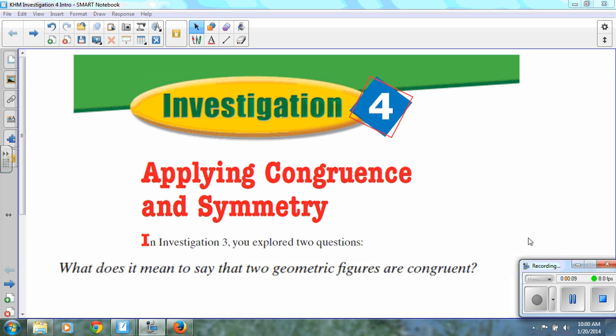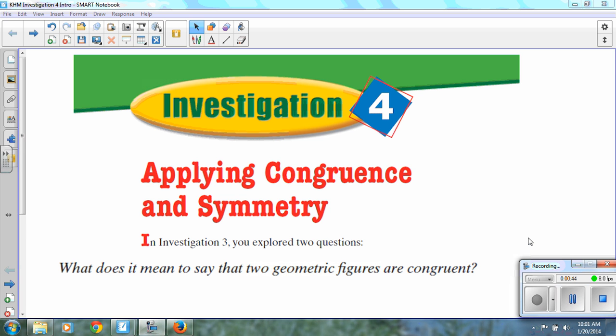We're starting investigation 4, which is on page 65 if you'd like to follow along in your book. As you can see, the title says Applying Congruence in Symmetry. We have been talking about symmetry with congruent shapes when we talked previously about transformations, about rotations, reflections, and translations. But there are some theorems or rules that apply every time you have congruent shapes.